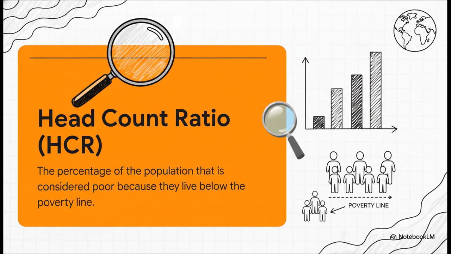Now, how do we do this tracking? Well, one of the main tools economists use is something called the head count ratio, or HCR for short. It's actually a very simple concept. Just imagine a group of 100 people. If, say, 10 of those people are living below the poverty line, then the head count ratio is simply 10%. It's just the percentage of the population that is officially considered poor.